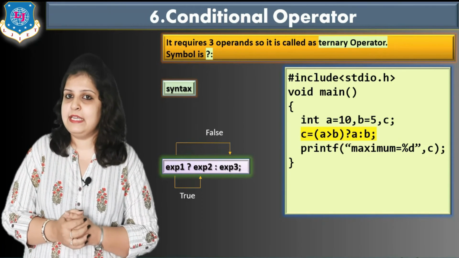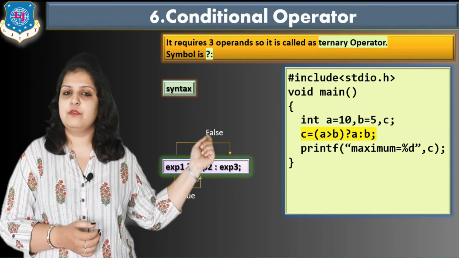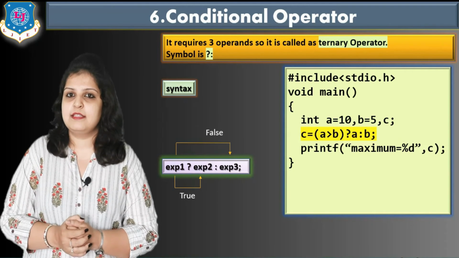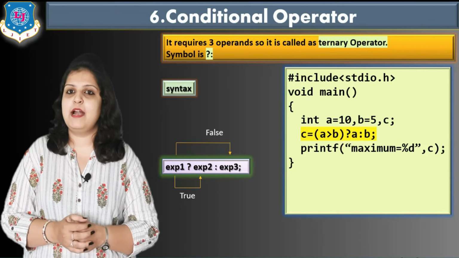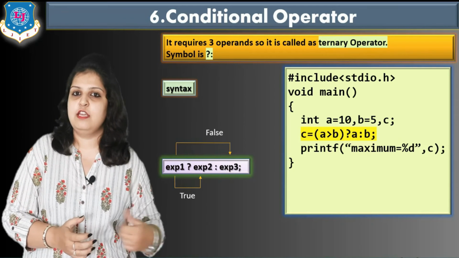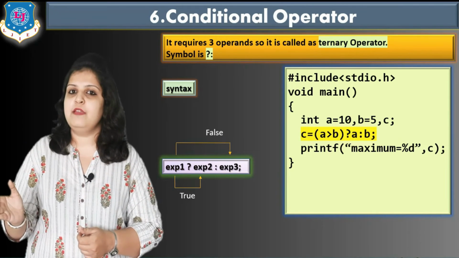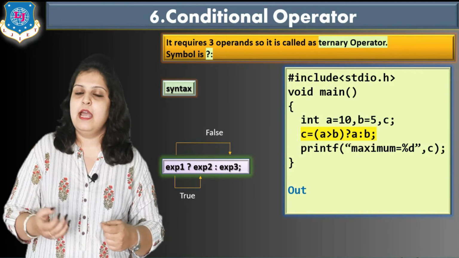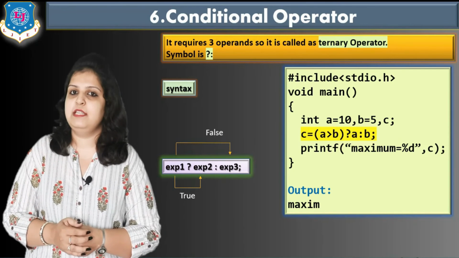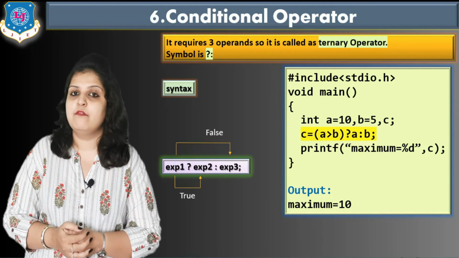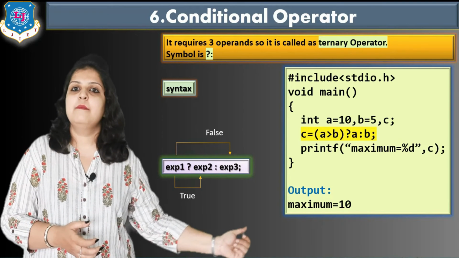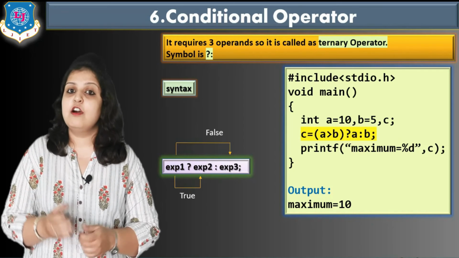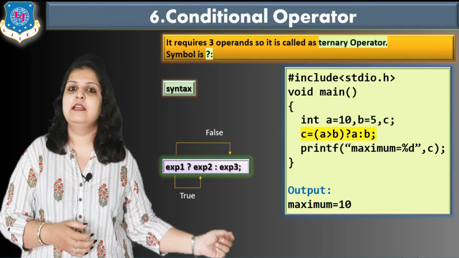How will it execute? Here it checks the values of A and B. So 10 greater than 5, is the condition true? Yes, the condition is true. That's why the true part will be stored in our variable C. Here the true part is A, so the value of A will be assigned to our variable C. So C becomes 10, and we have to print the value of C because the maximum value is stored in our variable C. So printf("maximum value is equal to %d", C). So our output is like maximum is equal to 10.